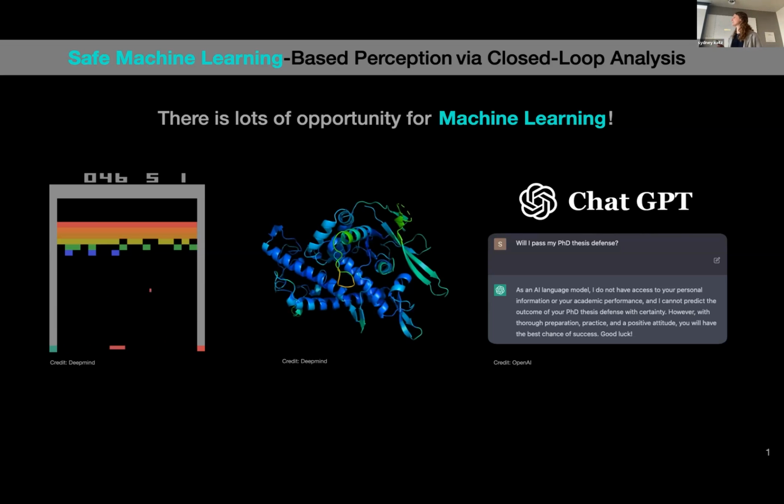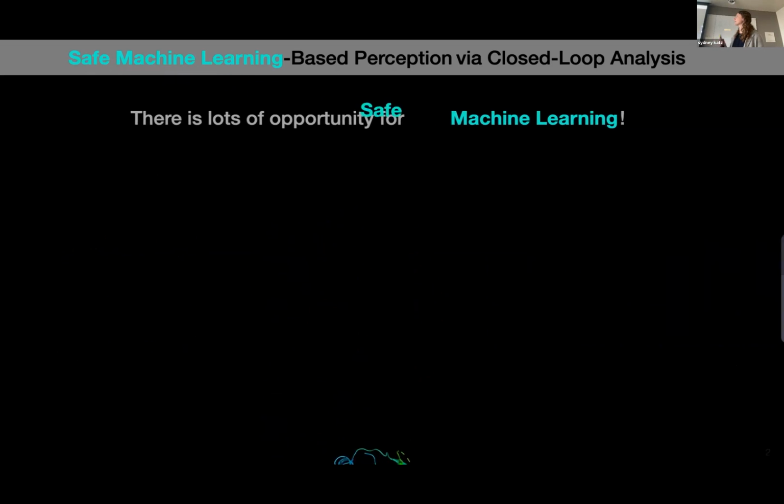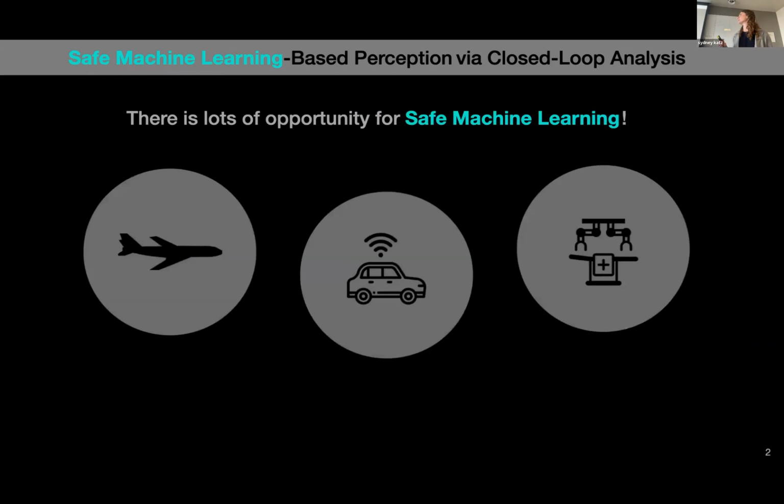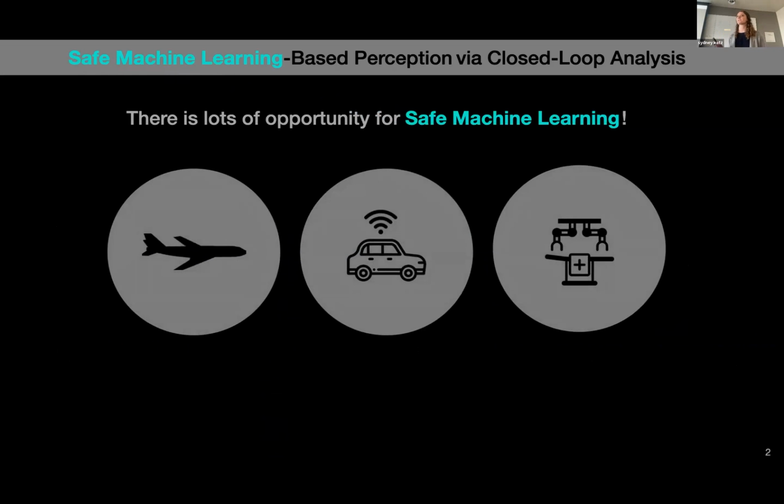Okay, and all of these tremendous advancements really only scratch the surface of what machine learning has allowed us to do over the last decade or so. So it should really come as no surprise that there's also lots of opportunity for machine learning for automation of safety critical systems. For example, autonomous aircraft, self-driving cars, medical robotics, all of these safety critical systems have the potential to benefit greatly from the capabilities of machine learning.